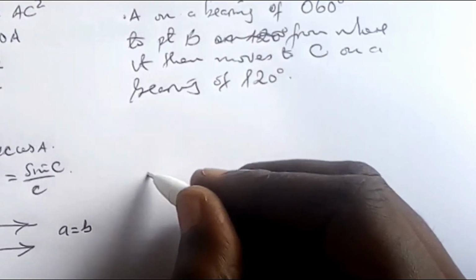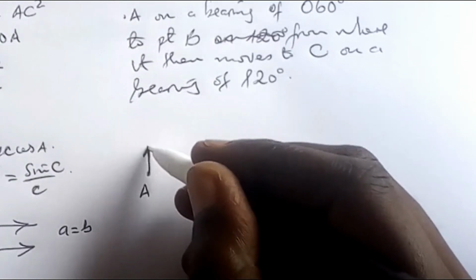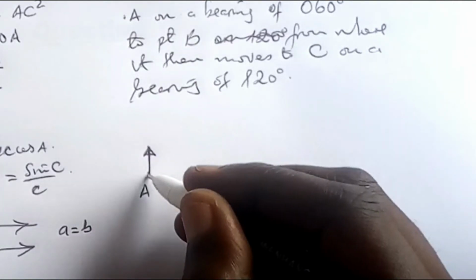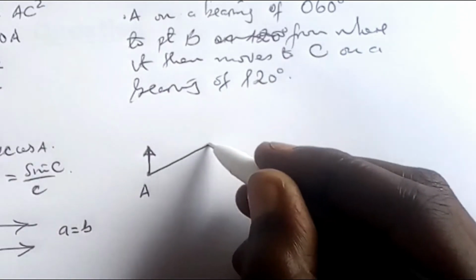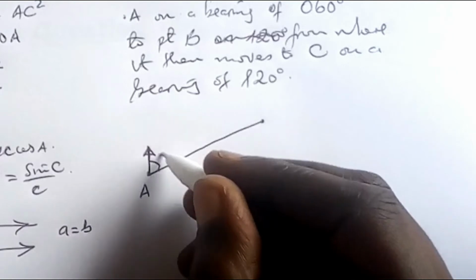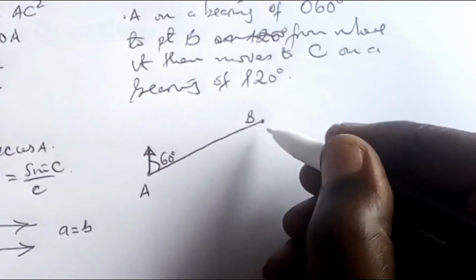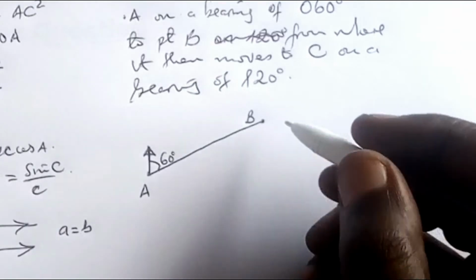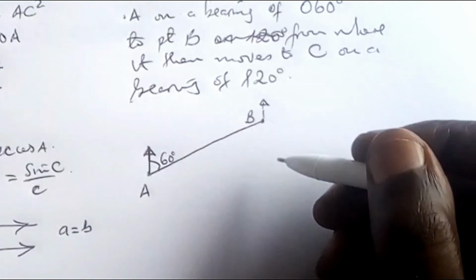If I start from point A, I would start by drawing the north direction, because bearings are measured from the north clockwise. If I am to be on a bearing of 060, then I can put something like this, and this will be 60 degrees. At B, the particle then moves on another bearing of 120 to reach C. So in this case, I would indicate again my north before I can do the motion from B to C.